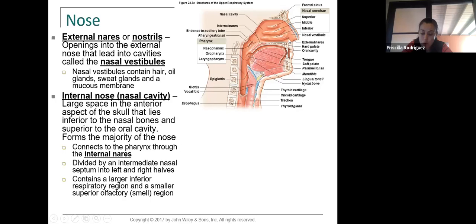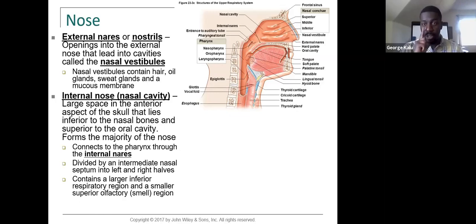Inside that nasal vestibule, if you imagine picking your nose, once you insert your fingertip into your nose, you're now inside your nasal vestibule. The nasal vestibule is going to contain lots of hair, which is where you have your nose hair come in. There's going to be some oil glands and some sweat glands, as well as a mucous membrane. That mucous membrane is going to provide the mucus that's going to be inside your nose. And in fact, we're going to see mucous membranes throughout the respiratory system, and that's going to really be an important defense mechanism, as we'll see going forward here.